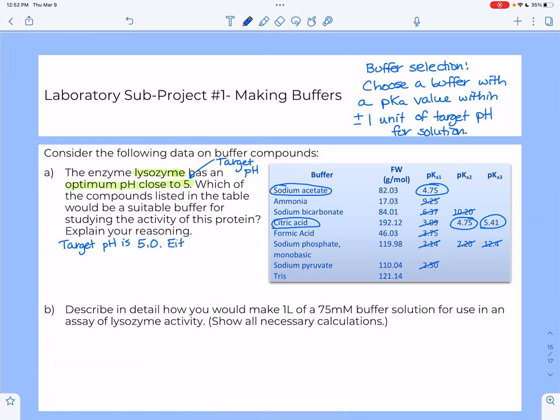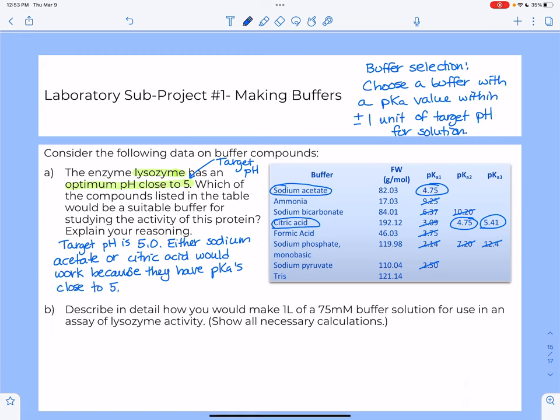So either sodium acetate or citric acid would work, because they have pKa's close to 5. So, you have choices. Sometimes a compound will interfere with your assay for other reasons, but we don't have any of that information. But we do have information here that would lead me to choose one of these compounds over the other.